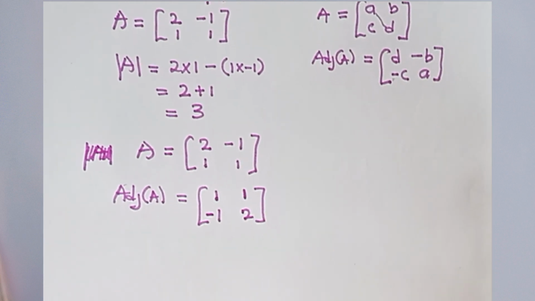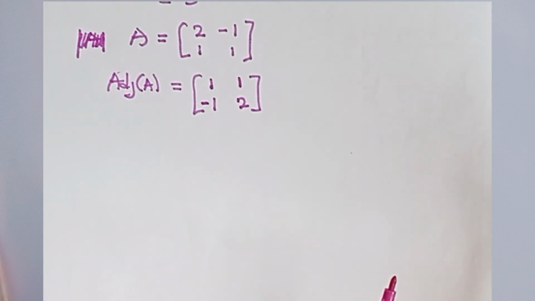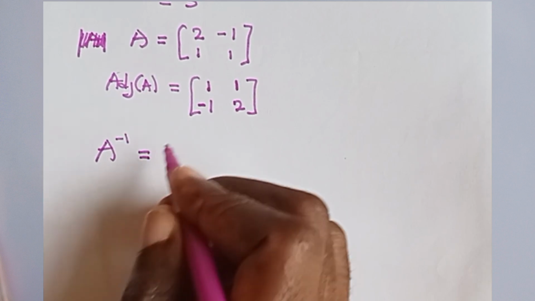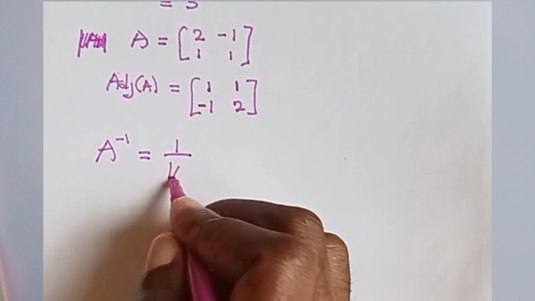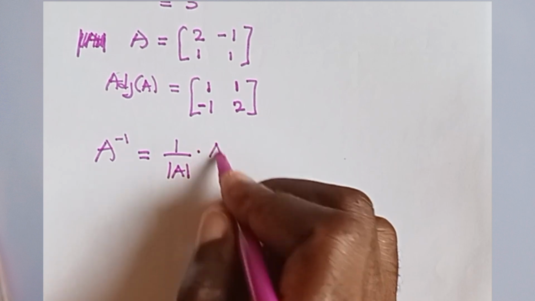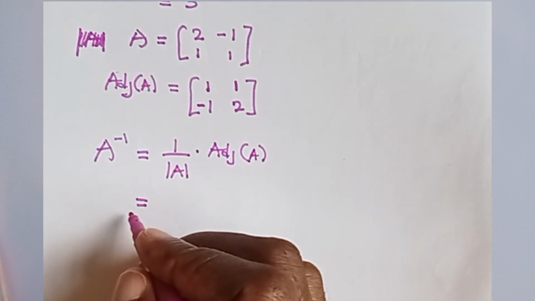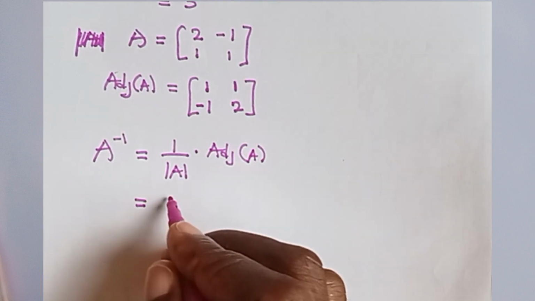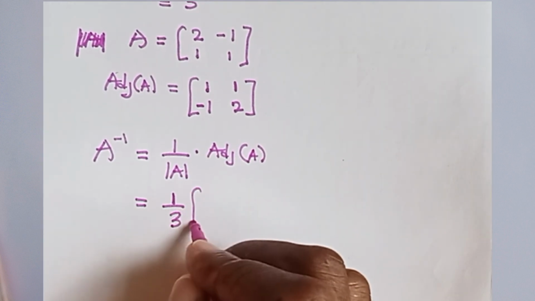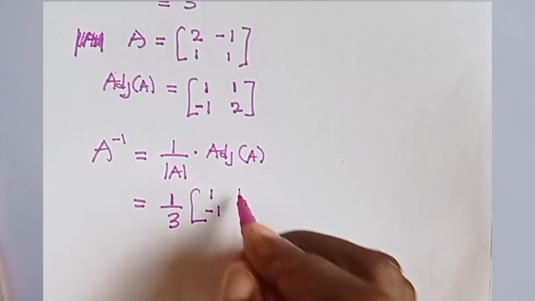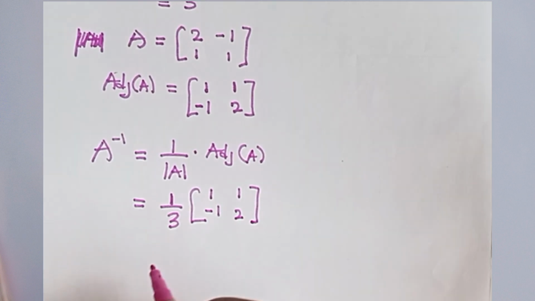Since we have the adjoint of A, we can proceed with finding the inverse of A. Don't forget, the inverse of A will give us 1 over determinant of A multiplied by the adjoint of A. We know the determinant of A is 3, so 1 over 3. Then what's the adjoint of A? 1, minus 1, 1, 2. That is the adjoint of A.